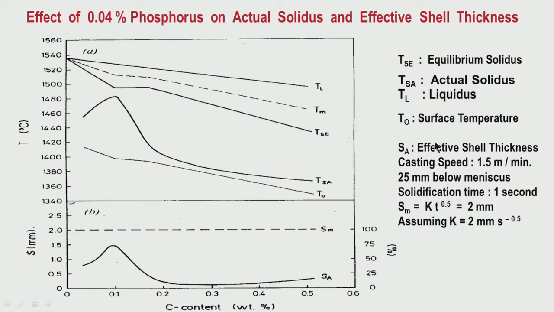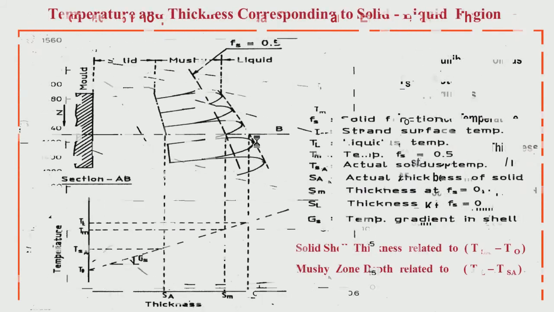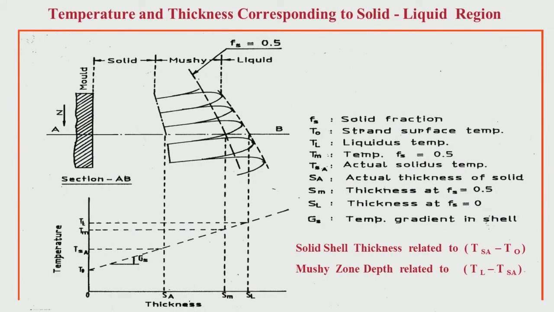Here, calculations have been made at a particular level. Similarly, calculations can be made at different stages of solidification, so we can know the extent of solidification. It is possible to calculate. I have explained to you how the different temperatures, particularly the actual solidus temperature, influence the depth of the marshy zone and the thickness of the solid shell.